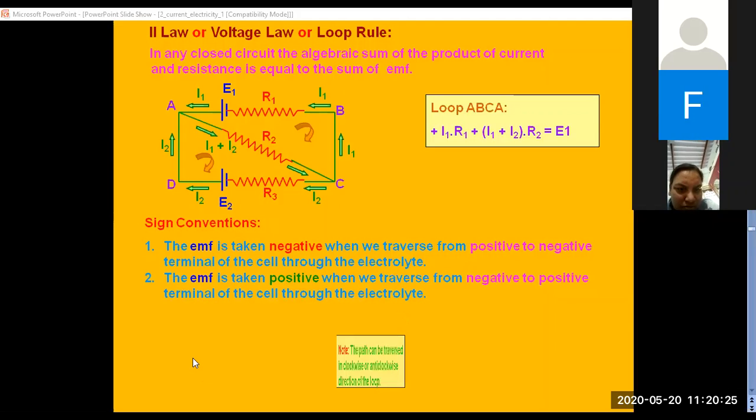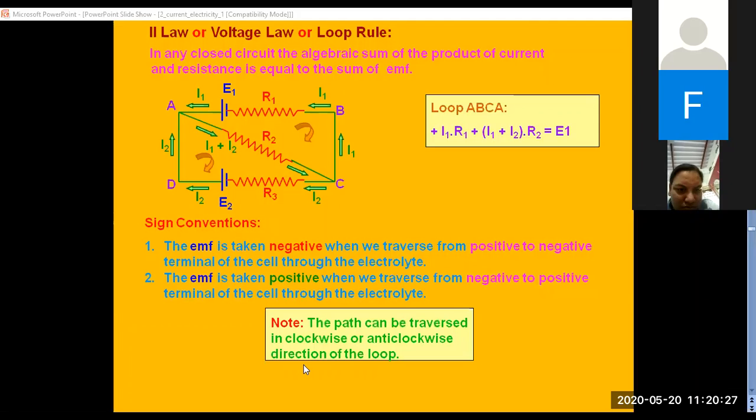Now, having studied your first law and the second law, I already told you the path can be in clockwise direction or in anti-clockwise. That is depending on us. We assume this is in clockwise. If I want to give it an anti-clockwise, I can reverse it. For this diagram, they have used clockwise direction, and this is the condition which is given to you.